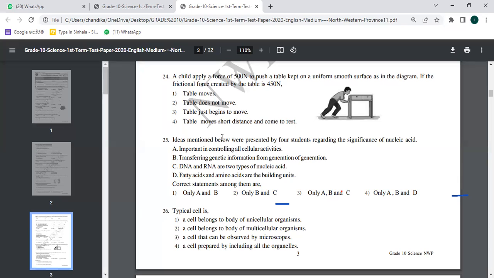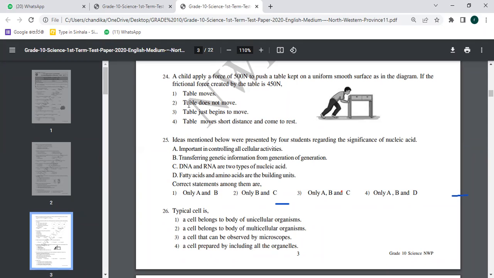Okay, so what is the answer? First one, table moves. Table doesn't move, table just begins to move, table moves a short distance and comes to rest. So what is the answer? Do others have any answer? Third one, table just begins to move.